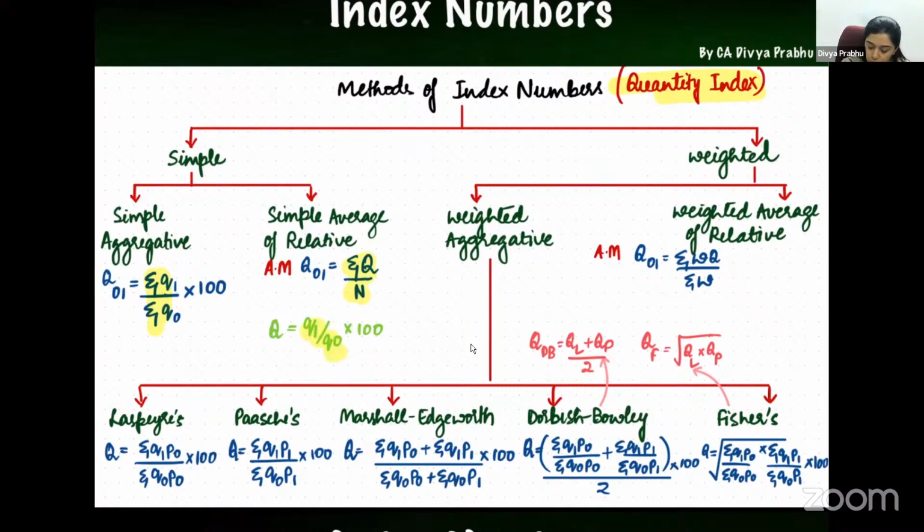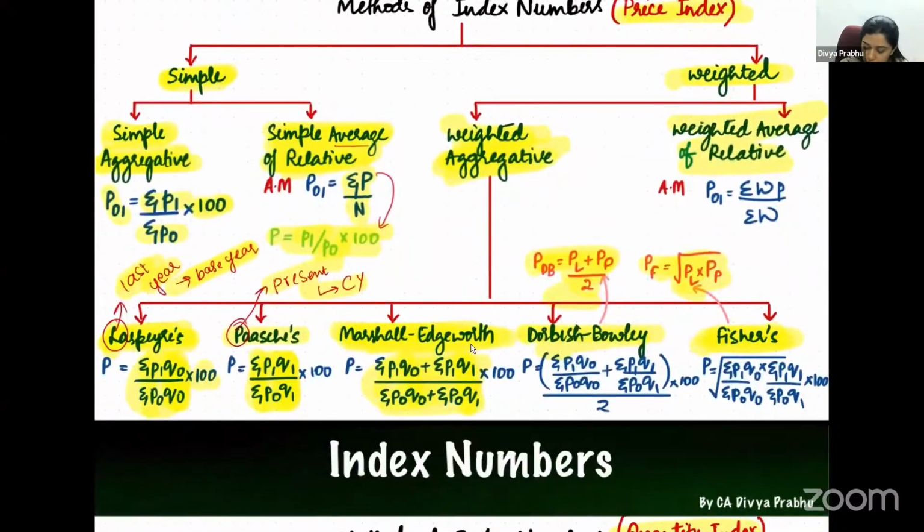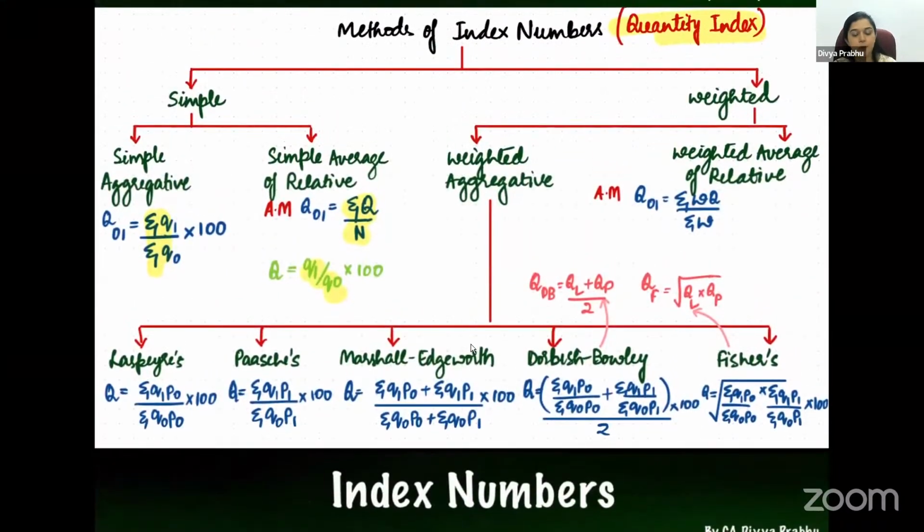One thing we forgot to discuss is the weighted average of relatives method. This is just like the weighted arithmetic mean. What is the formula for the weighted arithmetic mean? It is summation Wx by summation W. Just like that, we have summation WP by summation W, where P is nothing but P1 by P0 into 100. That's all. Got it? Everything remains the same here; instead of P, we have Q for the quantity index.